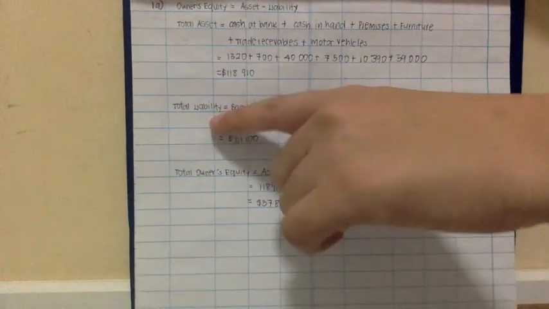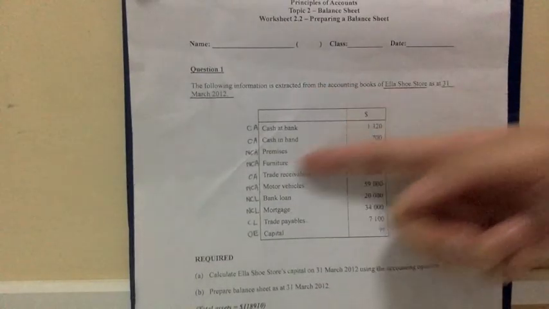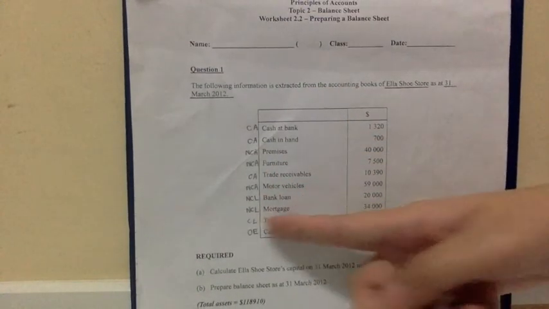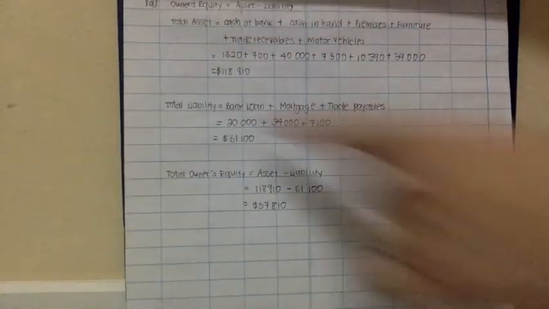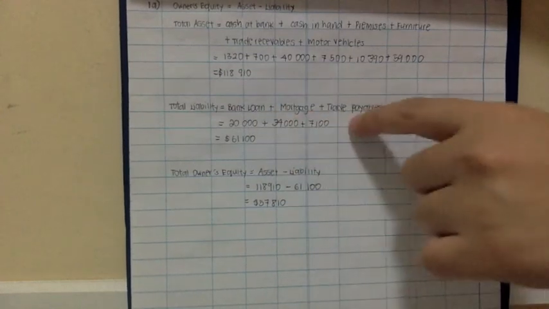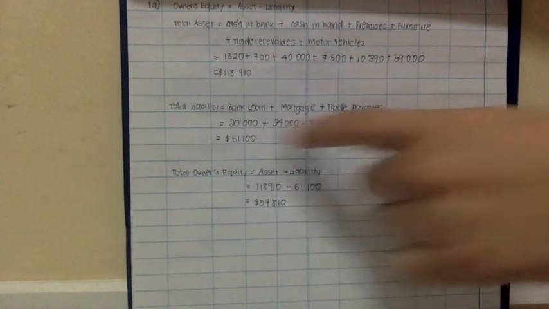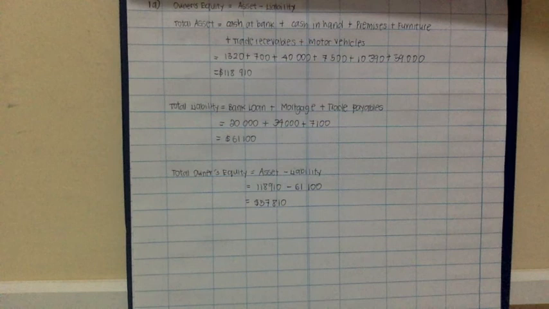Next, we find out what the total liabilities are. So we look back at the question. What forms the liabilities? The bank loan, the mortgage, and the trade payables. So we map all this out: bank loan, mortgage, trade payables. Put in the figures and you get 61,100.